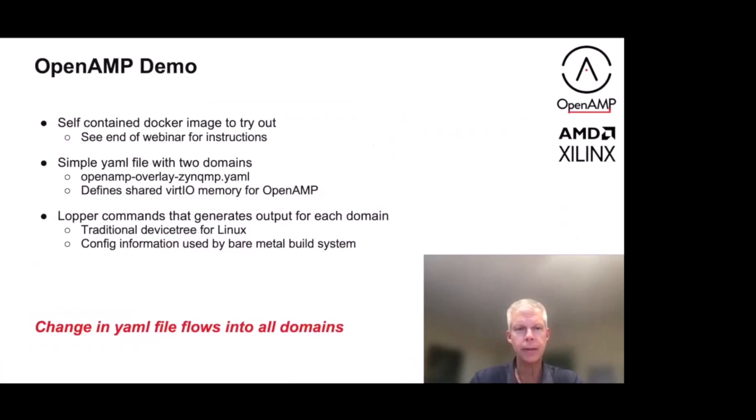This demo is in a self-contained Docker image, so you can try it out yourself. At the end of the webinar, you'll see how you can download it and use it. The Lopper commands that Bruce will be showing can look a little bit complex, and Bruce will go through why we're including different types of assists and LOPs, and how that then can configure the system for you. And the key takeaway here is that you change one YAML file, and that flows through your whole system, through all your different domains. All right, here's the first demo.